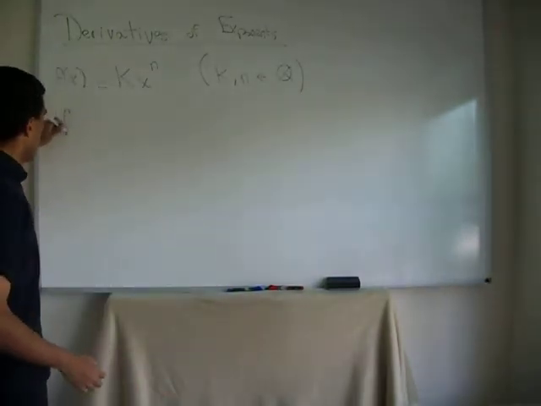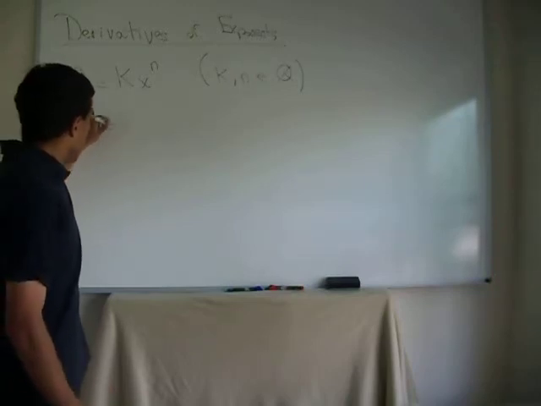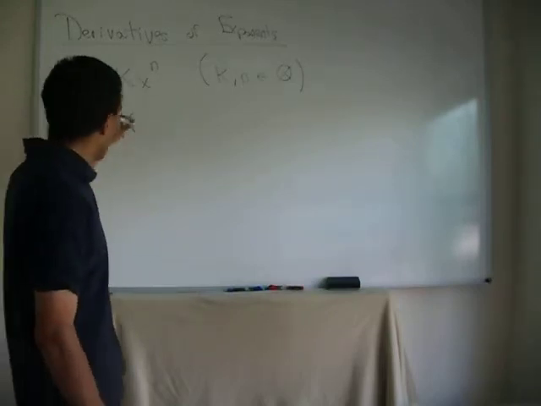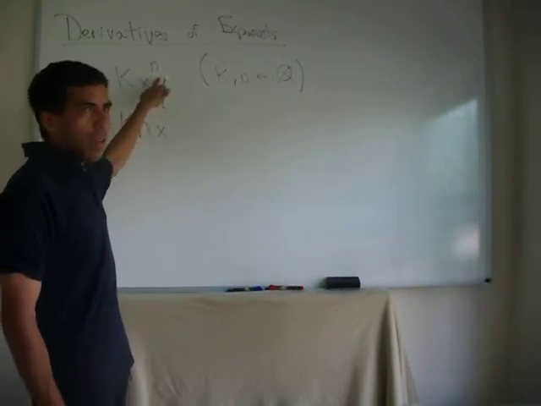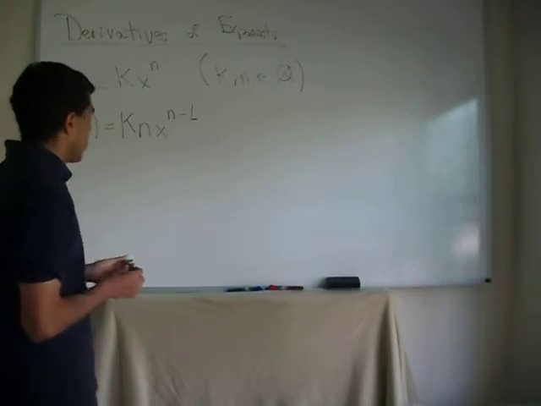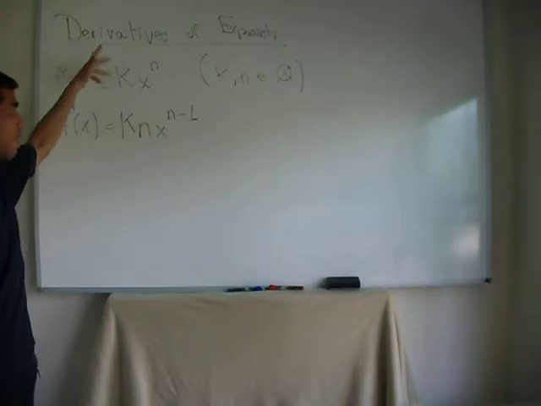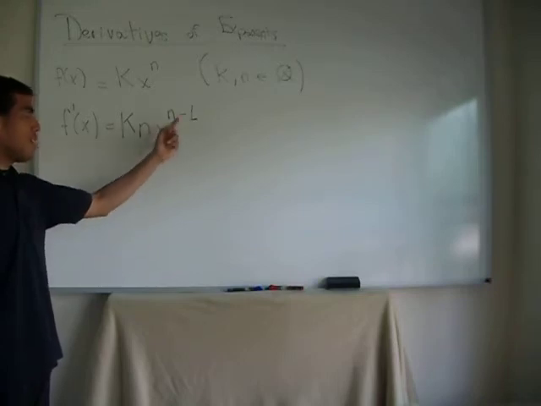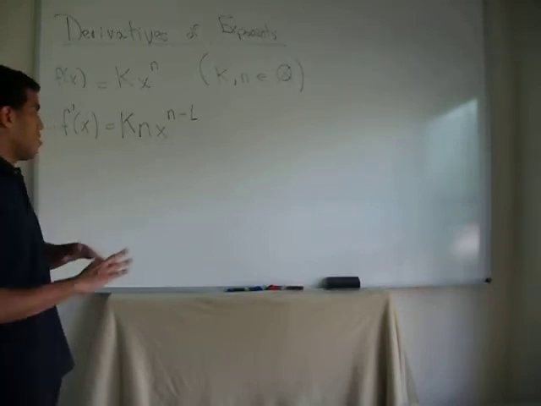If they are asking me for f prime of x, the procedure is k, the n of the exponent goes down multiplying, x, and I decrease by 1 the degree of the exponent. And it's as simple as that. F prime, or the derivative function of something that looks like kx to the power n, is going to be k multiplied by n, multiplying x the variable, and the exponent is decreased by 1 degree. It's just as simple as that.